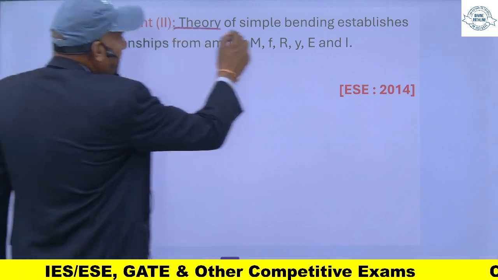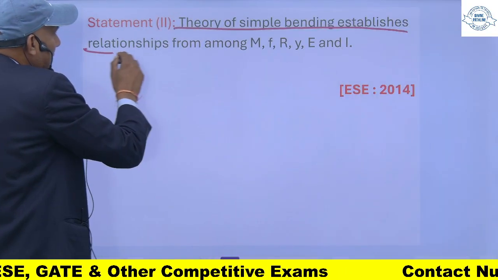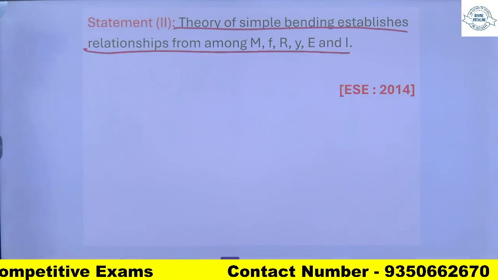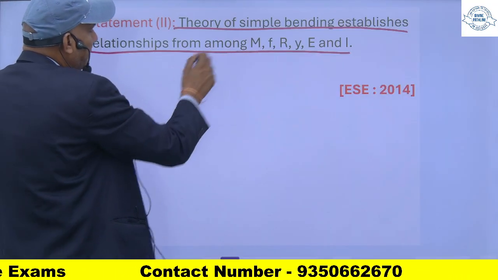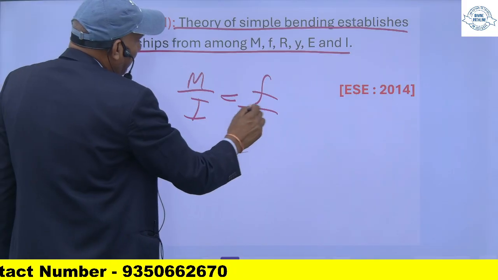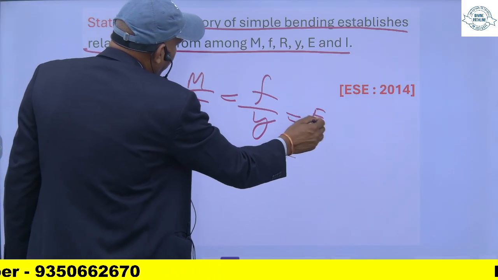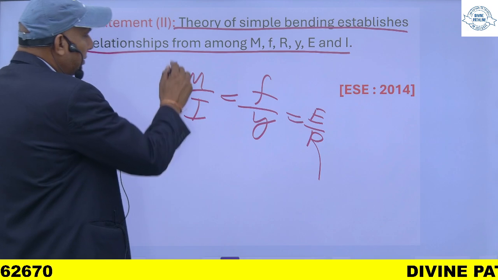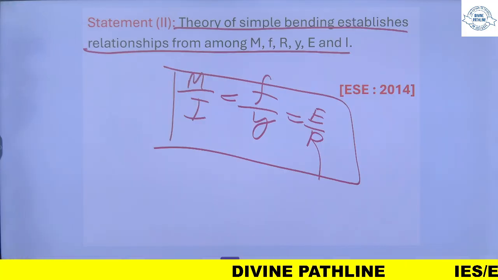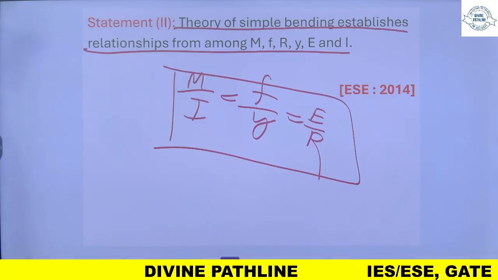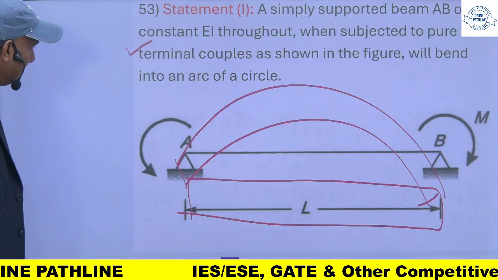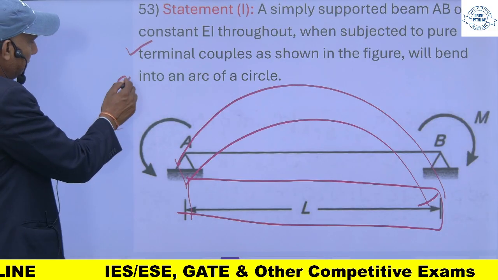The theory of simple bending establishes the relationship among M, F, R, Y, E and I. Yes. On the basis of this pure bending theory, I have developed one equation, the flexure formula F upon Y is equal to E upon R. So this formula is totally based on the concept of pure bending. It means both are correct and this is the correct explanation of 1. So A is the option.